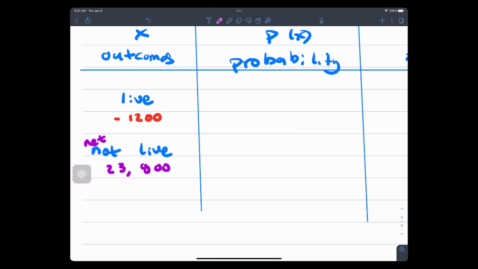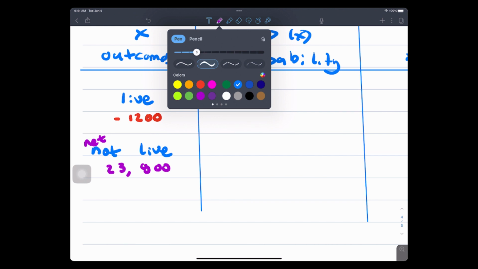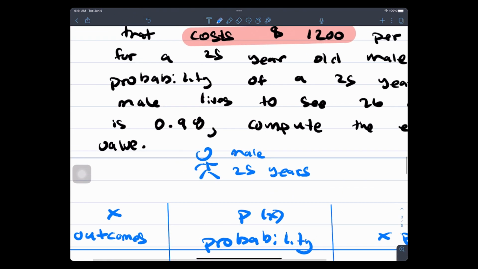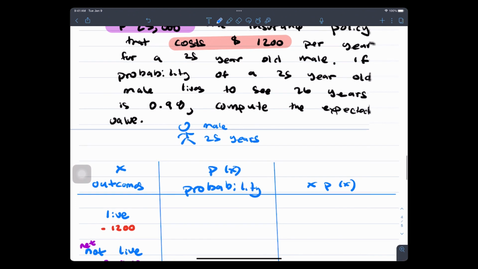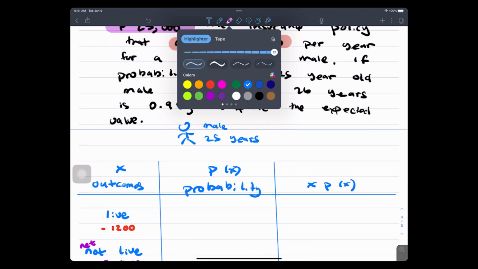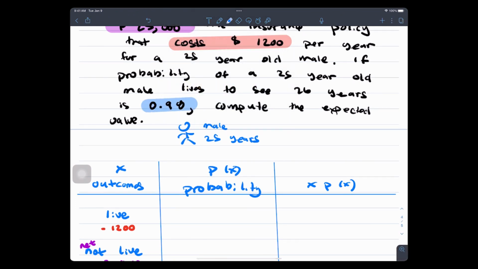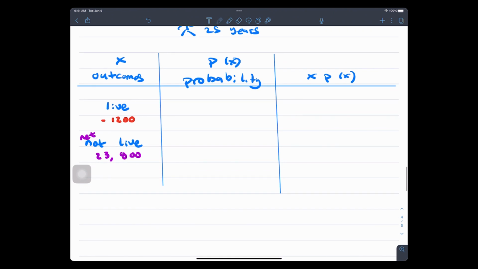This is the check they get. I know it's $25,000, but you netted $23,800. That's the outcomes here. Now, what's the probability of living, ladies and gentlemen? Because they gave you that information too. What do they say? Probability is what? It's 0.98. Is that true? 0.98. All right.